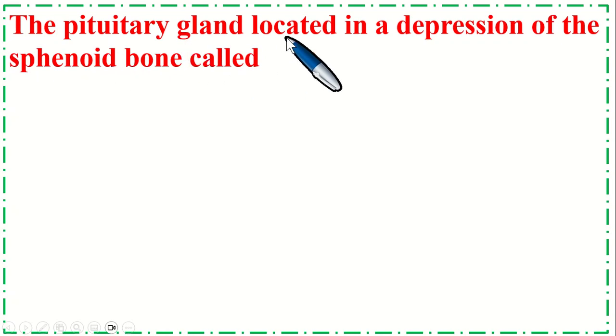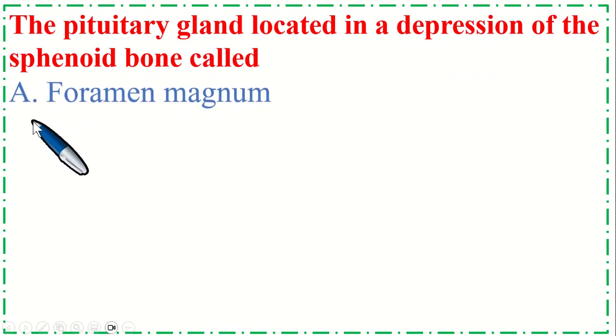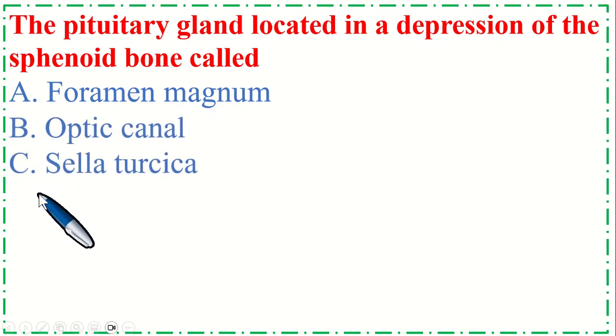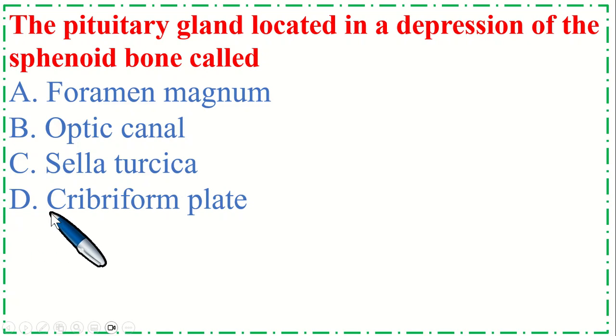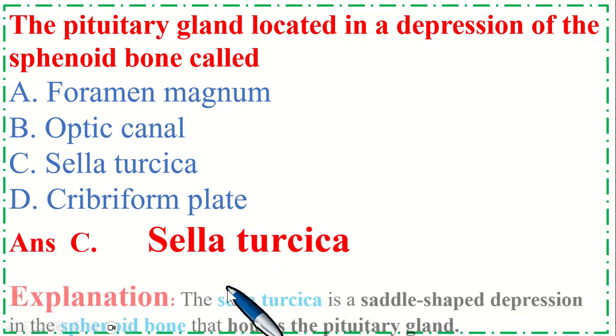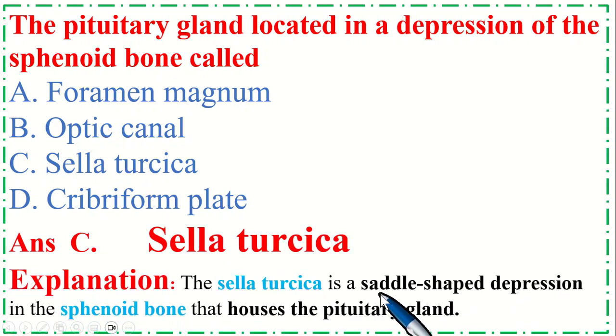The pituitary gland is located in the depression of the sphenoid bone called: option A foramen magnum, B optic canal, C sella turcica, and option D cribriform plate. So the correct option is C sella turcica. Sella turcica is a saddle-shaped depression in the sphenoid bone that houses the pituitary gland.